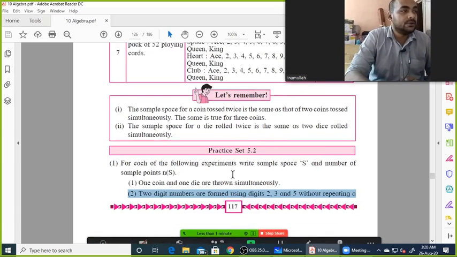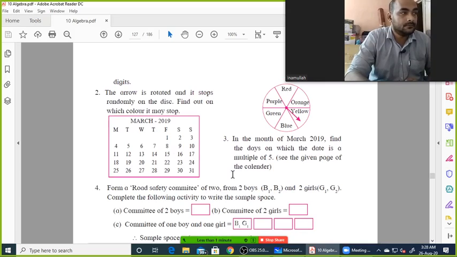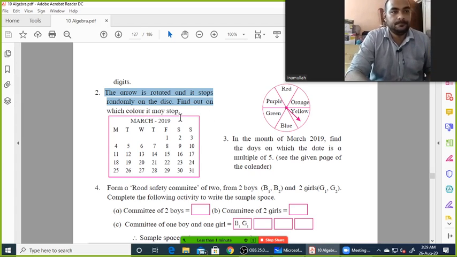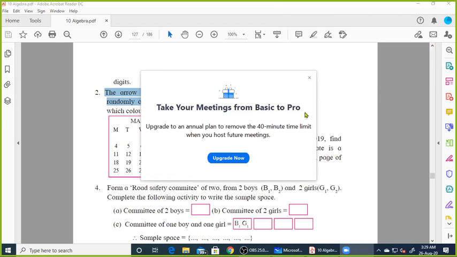Next question. The arrow is rotated and it stops randomly on the disk. Find out on which color it may stop. This is our second question. There is a wheel. On this wheel, we have certain colors.